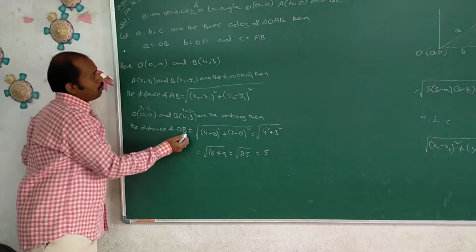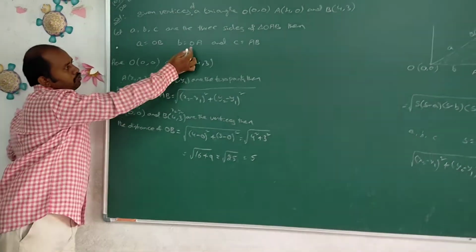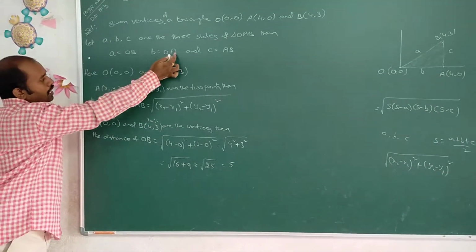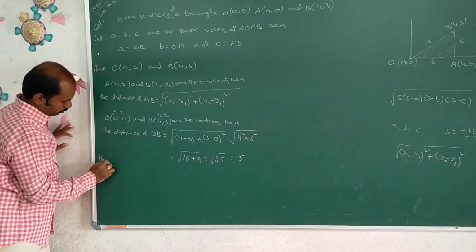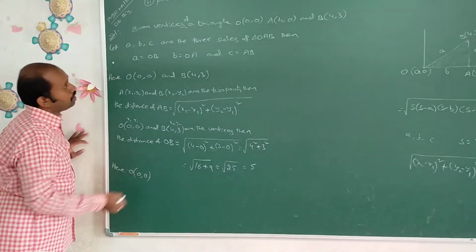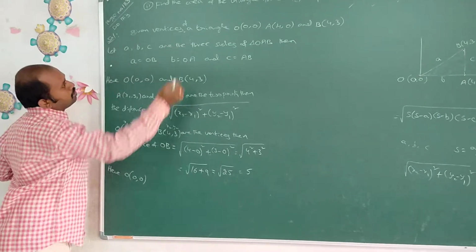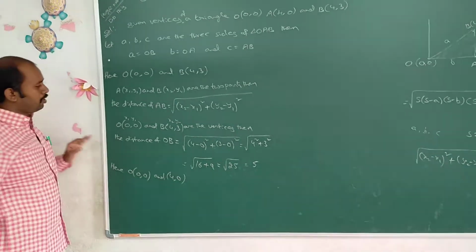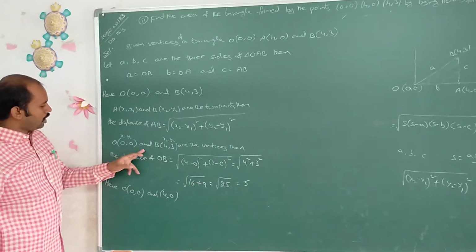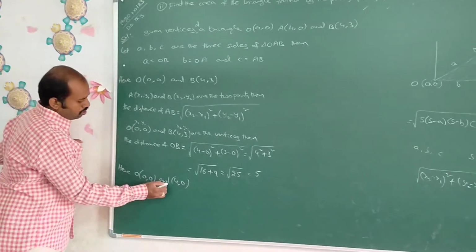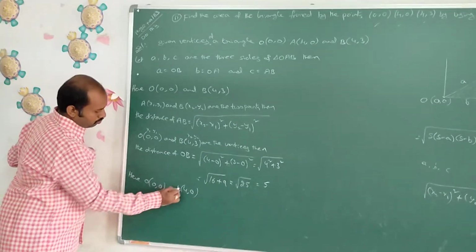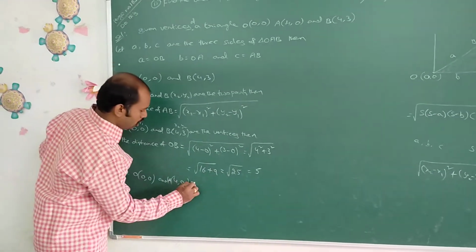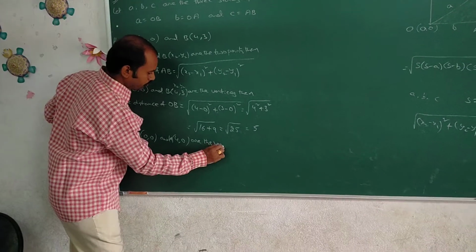Same one we find, a equals OB. Now OB means a. Next we find b. How to find b? Here take two points, origin and A. Origin is 0, 0 and A is 4, 0. Now apply this formula. Already you have written the formula, so directly you write 0, 0 and 4, 0. This is point A, so the OA distance between the vertices.